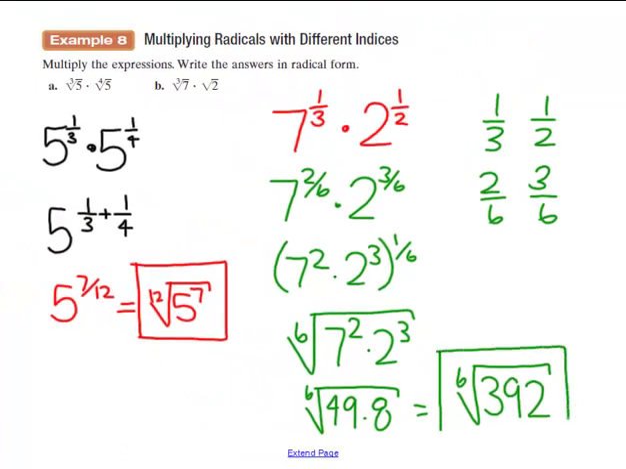And you can check these, because if you multiply what we started with in your calculator and what we ended up with in your calculator, you should end up with the same messy decimal. And that is all of 6.5.